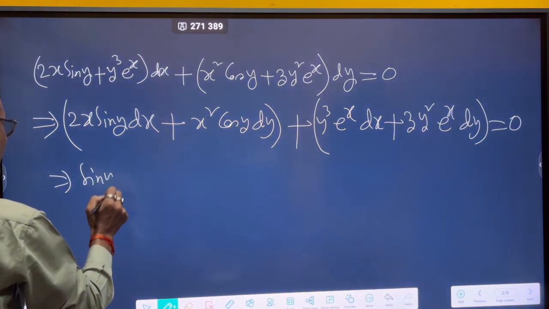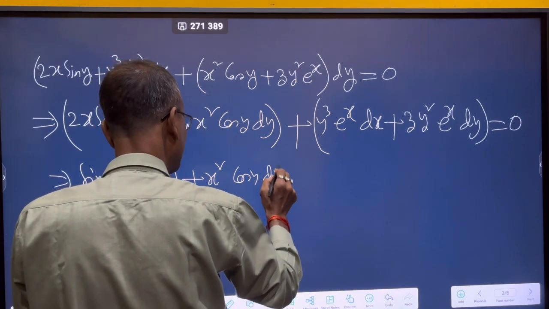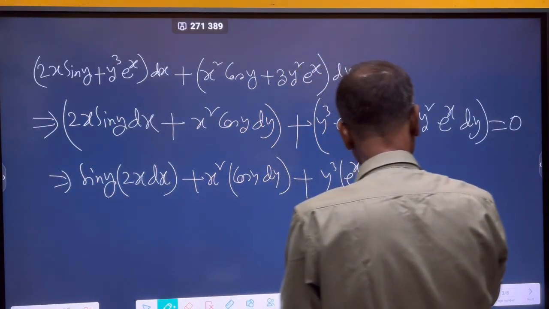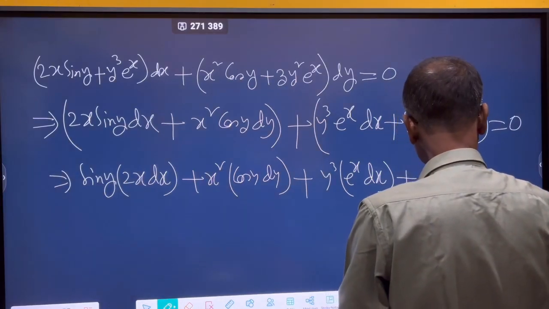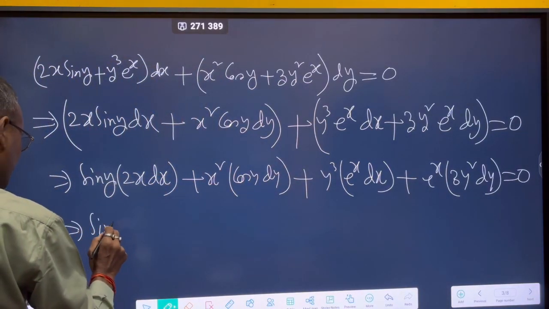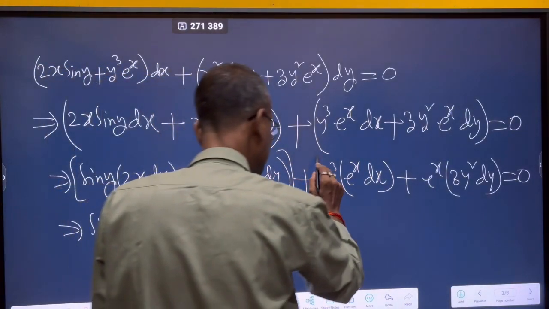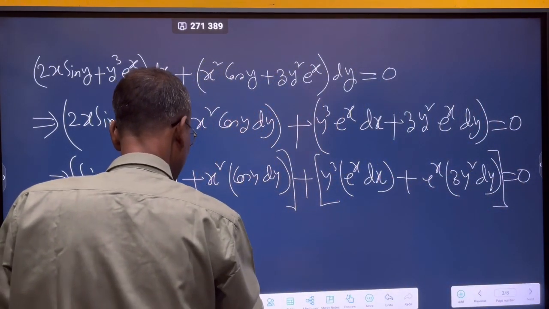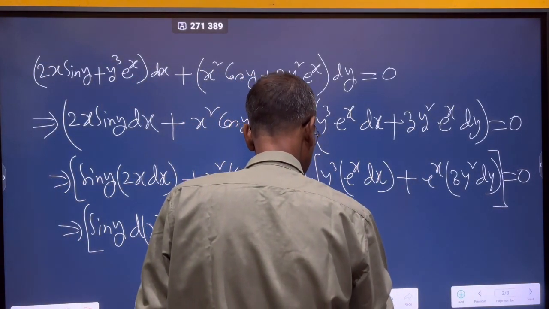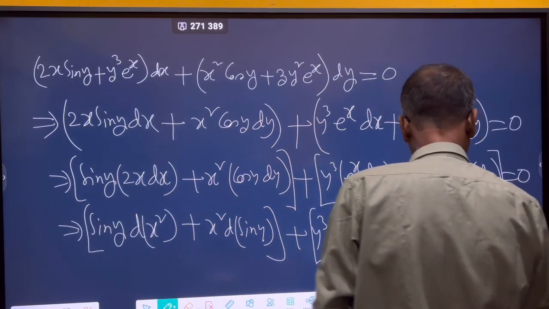This means sin y times 2x dx plus x square cos y dy plus y cube e to the power x dx plus e to the power x times 3y square dy is equal to 0. This means sin y d of x square plus x square cos y dy. These are two groups. X square cos y dy can be written as this one, plus y cube d of e to the power x plus e to the power x d of y cube. This is equal to 0.